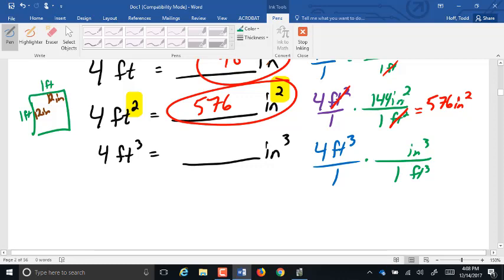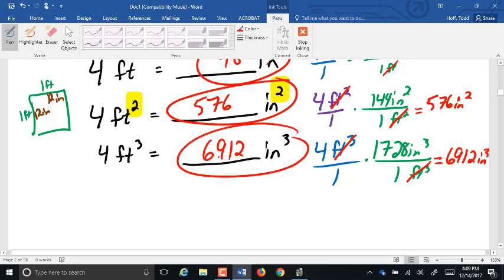for square feet, it was 12 times 12. For cubic feet and cubic inches, it's 12 times 12 times 12, or 1,728 cubic inches in 1 cubic foot. So the cubic feet cancel out. 4 times 1728 is 6,912 cubic inches in 4 cubic feet. So word of warning, be careful with those conversions. Make sure you look for the squared or cubed or anything like that.